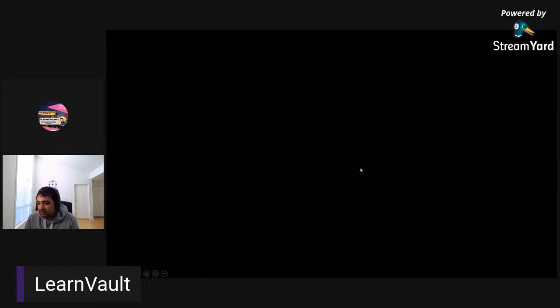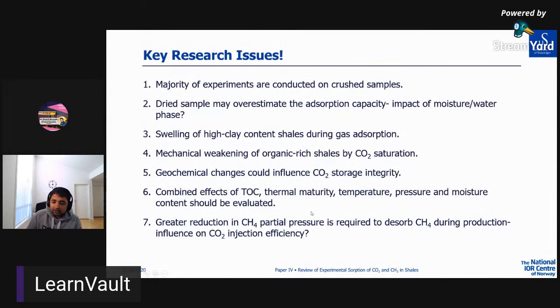Yes, that's all I had for today. But I would like to end with these key research issues for you to keep in mind, that you can also use during your studies, or if you are taking up a research project, you can try to focus on this, so that it can really benefit the understanding of these mechanisms for CO2 injection in shales.